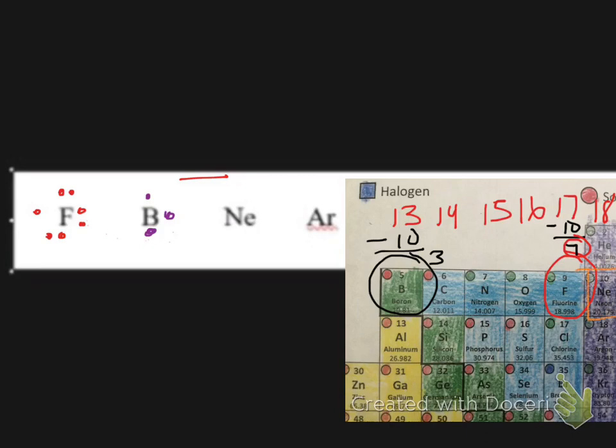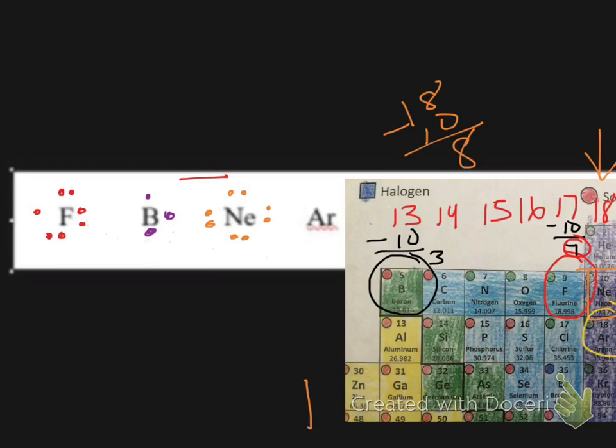All right, next we have neon. Neon's over there on the far right, kind of smushed. I put a box in orange. And so it's 18. 18 minus 10 is 8. So we got 1, 2, 3, 4, 5, 6, 7, 8. And there's neon. Argon is our next example, which is right under neon.